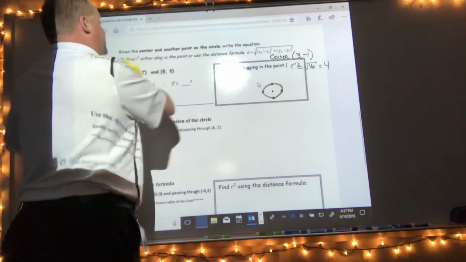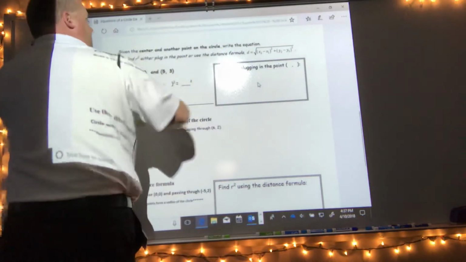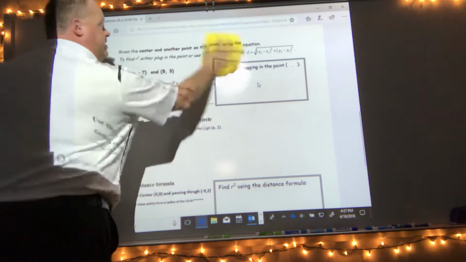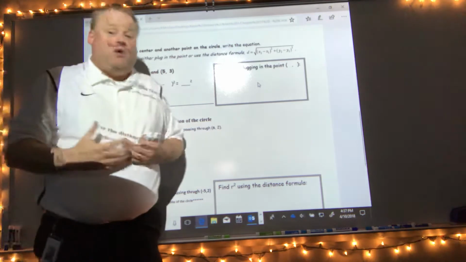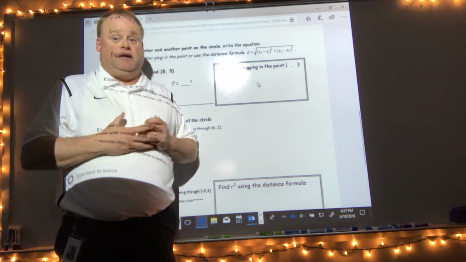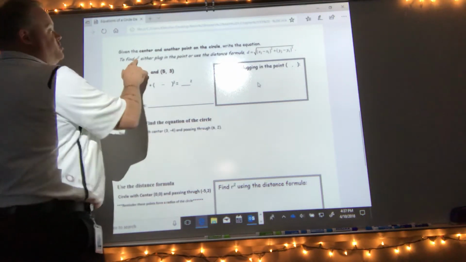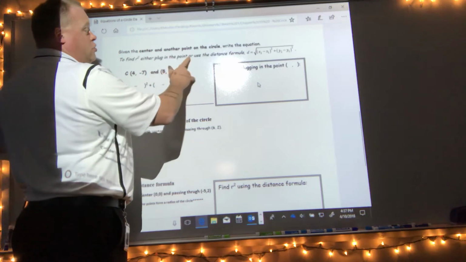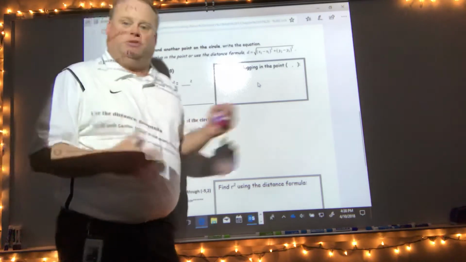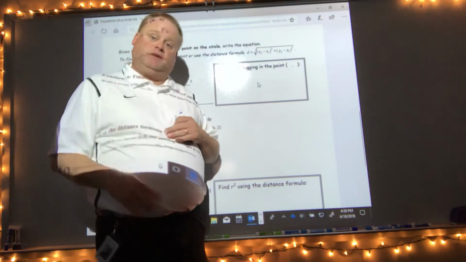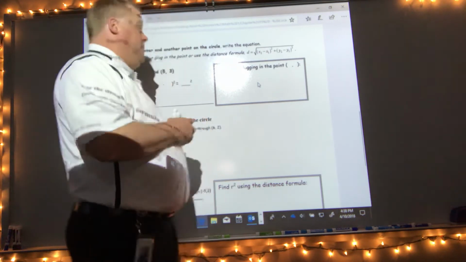The next part says, given the center and another point on the circle, write the equation. So this time, we're given the center and another point. We're not necessarily given the radius; that's probably what we're going to have to find. It says to find r squared, either plug in the points or use the distance formula, which is d equals the square root of x2 minus x1 squared plus, inside parentheses, y2 minus y1 squared.